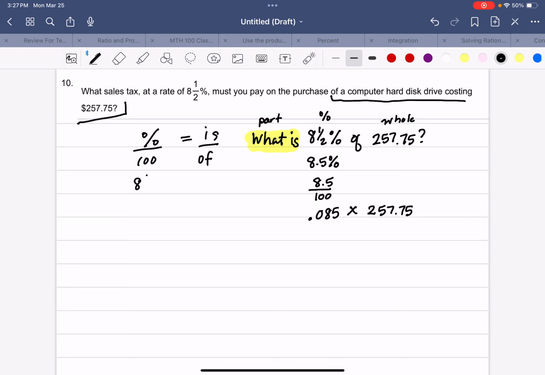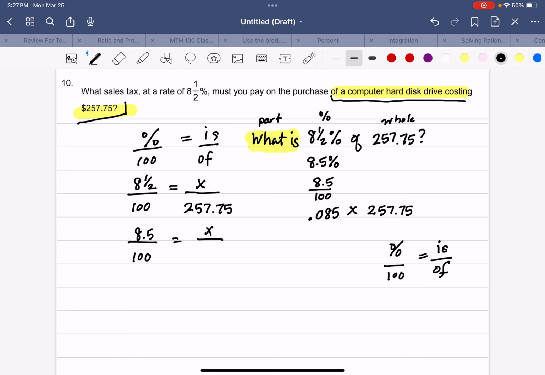I've got an 8.5, that goes over 100 because it's percent over 100 equals the is over the of, and it's after of, and we found what was after of right here. So the 8.5%, and the unknown is the is part, and the 257.75 is the whole, or the number after of. Now I'm going to go ahead and make this an 8.5 out of 100 is x over 257.75.